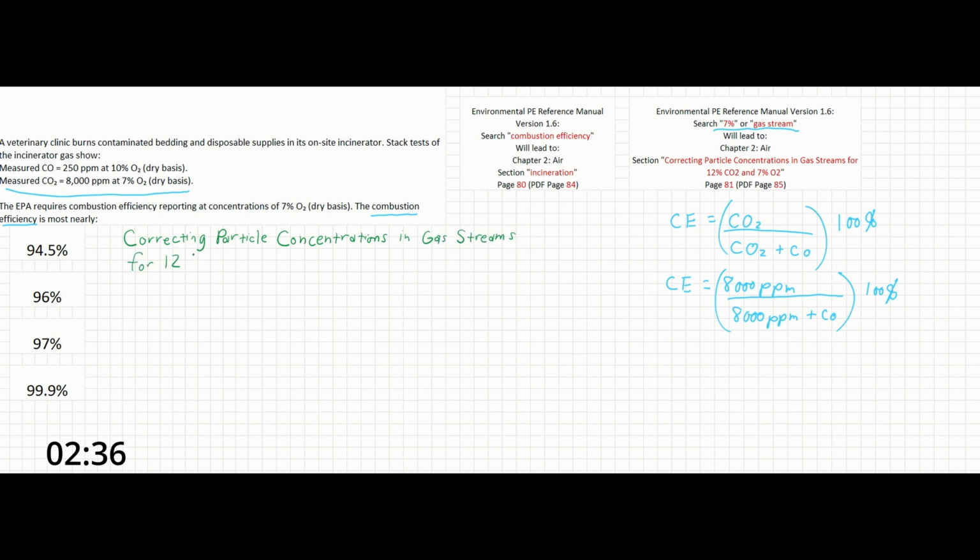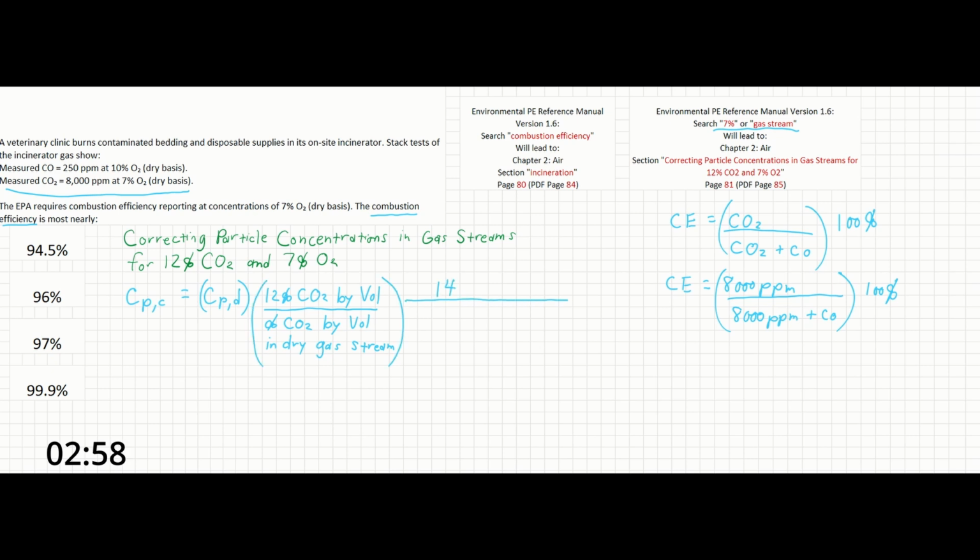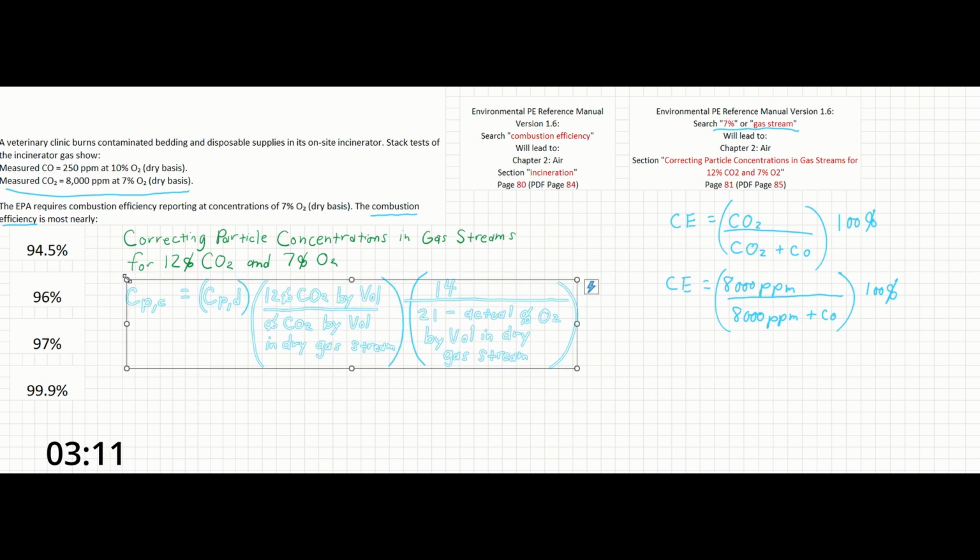You would have to recognize that 7% O2 or 12% CO2 are common reference conditions used in combustion and air emission problems, or that these are referred to as gas streams in regulatory language. If you didn't know that before studying, well, neither did I, and that's exactly why we study. So let's look at the equation as it's written here. It provides spaces for both CO2 and O2. Now, since our problem is only asking about O2, we can eliminate part of the equation related to CO2 correction.